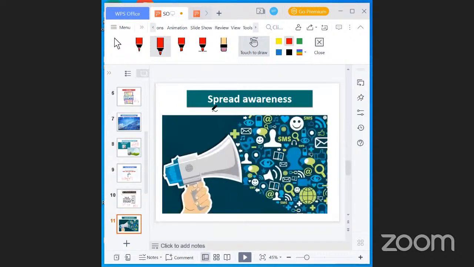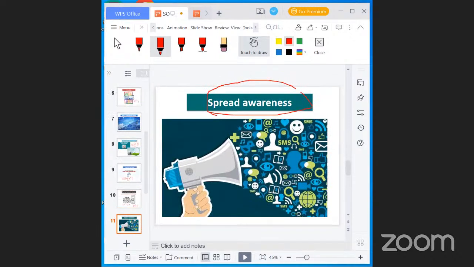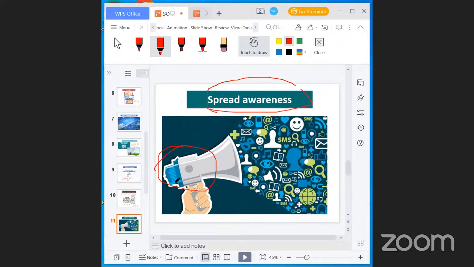The next, spread awareness. So spread awareness, it is also speaking, right? It means speaking. So speak up about global warming and its consequences and causes and what steps we can take to prevent global warming with your friends or families, neighbors or colleagues, etc. Right? So use the power of social media to voice your concerns about climate change. Okay.